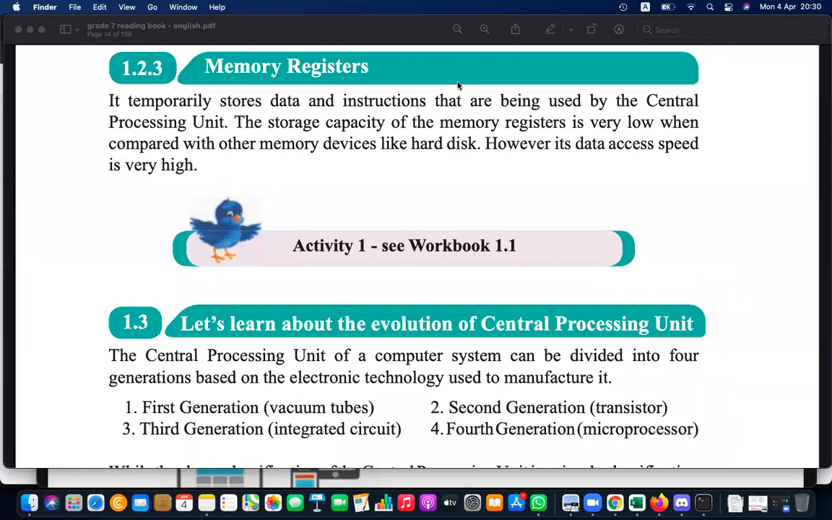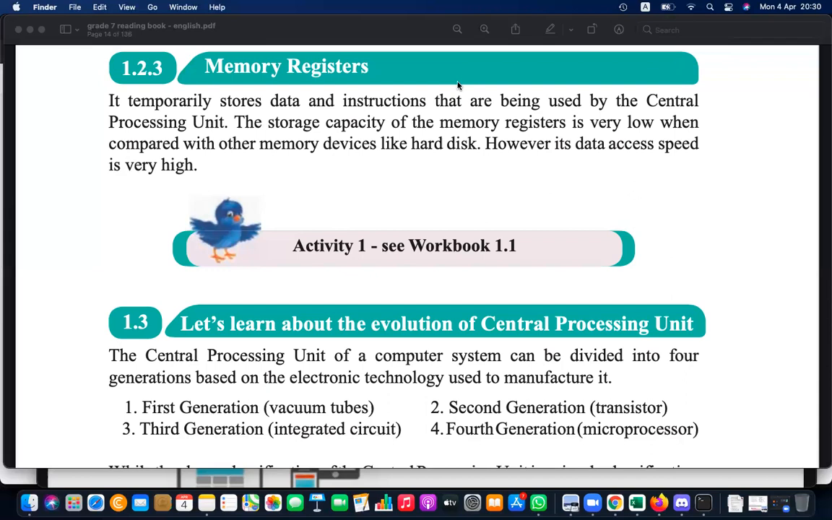Dual core means a single processor has two processing units. Quad core, how many processing units? 4 processing units. Hexa core? 6 processing units. Octa core? 8 processing units.